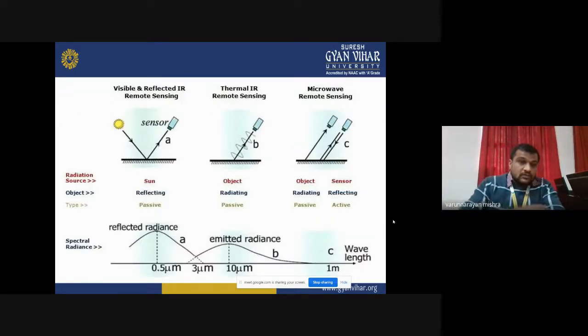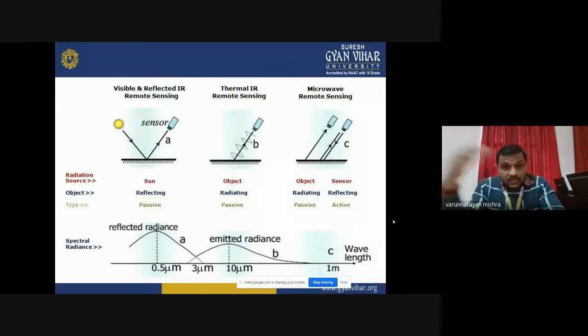So this is the figure. This figure is showing three different processes for remote sensing. One is the visible and reflected infrared remote sensing process, which we generally call optical remote sensing. Passive remote sensing may be of two types, that is optical remote sensing, or the thermal remote sensing. In visible and reflected infrared remote sensing, the information is gathered in terms of reflected energy from the target on the earth surface.